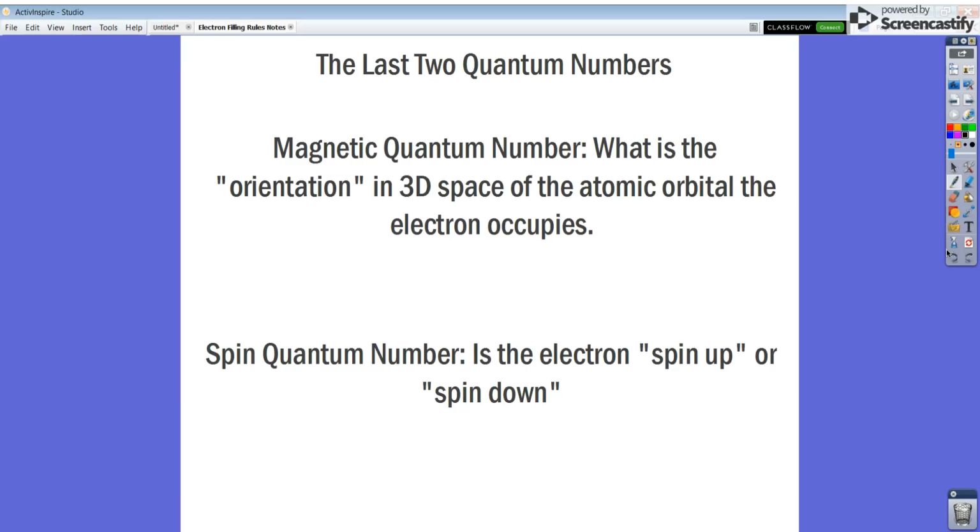All right, so this leads me to something that's going to tie up a loose end. You might remember that we learned about the principal quantum number and the angular momentum quantum number. These are the last 2 quantum numbers. The magnetic quantum number says which orientation in 3D space the atomic orbital the electron occupies. And the spin quantum number is whether it is spin up or spin down.